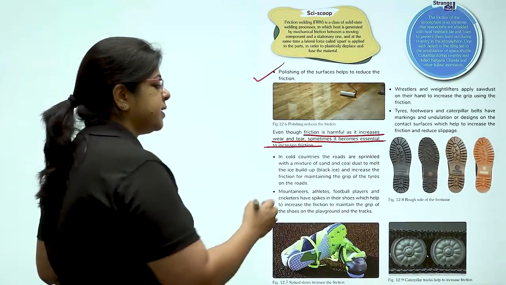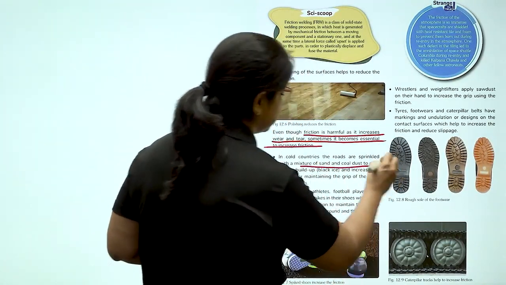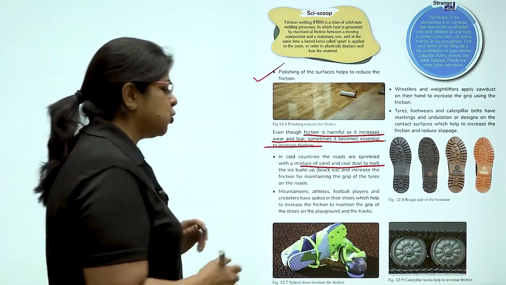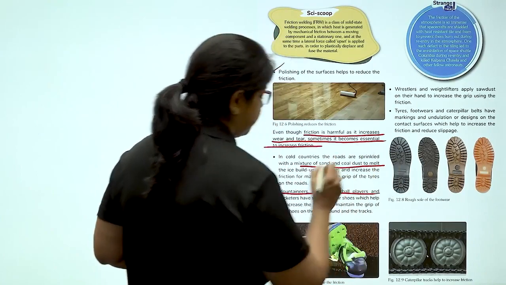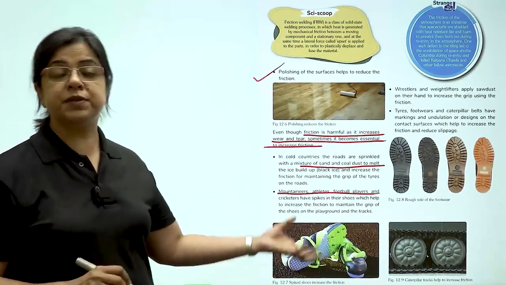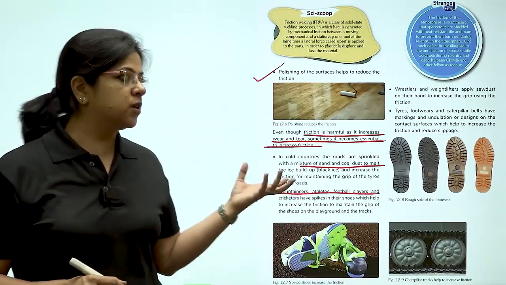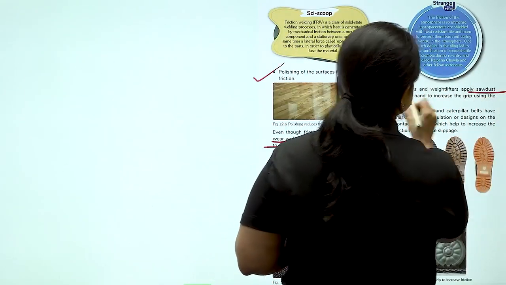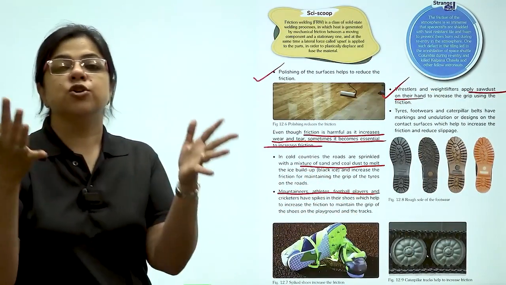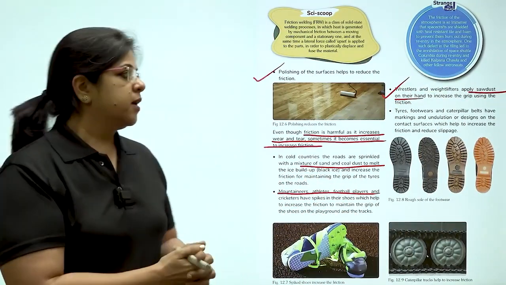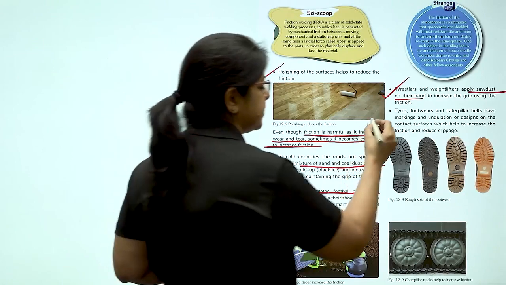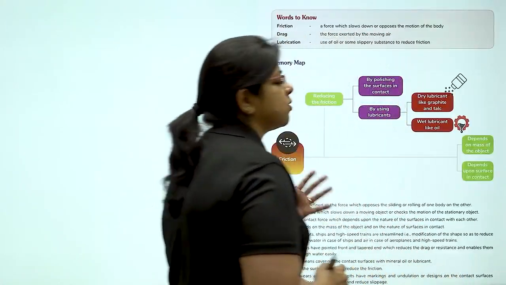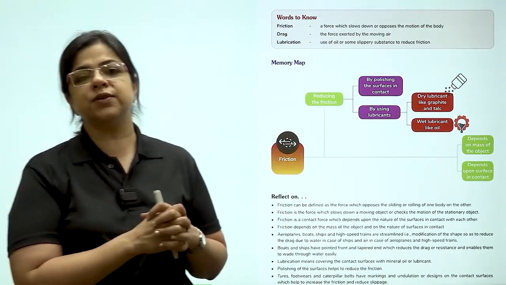In cold countries, a mixture of sand and coal dust is spread over the ice to melt the snow. Mountaineers, athletes, football players, they all have spikes and grooves, which we have also understood through the video. And then wrestlers and weightlifters apply sawdust on their hands to increase their grip. And tires, footwear and caterpillar belts have markings, undulations or designs in the contact surface to increase friction.